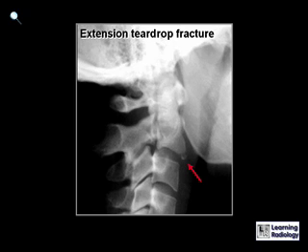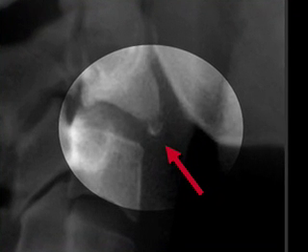This is an extension teardrop fracture, which can sometimes be the only clue to the presence of a Hangman's fracture. The red arrow is pointing to a small avulsion-type fracture from the anterior-inferior aspect of the body of C2.